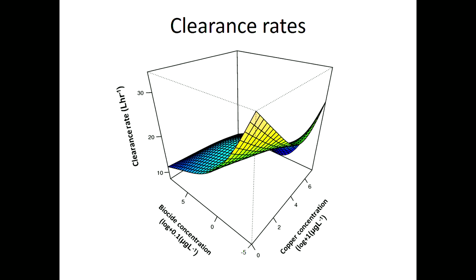In the case of copper, it's a parabolic relationship. But again, we have an interactive, synergistic effect, where clearance is reduced to zero with high concentrations of copper and intermediate concentrations of biocide. So it's a particularly bad combination.